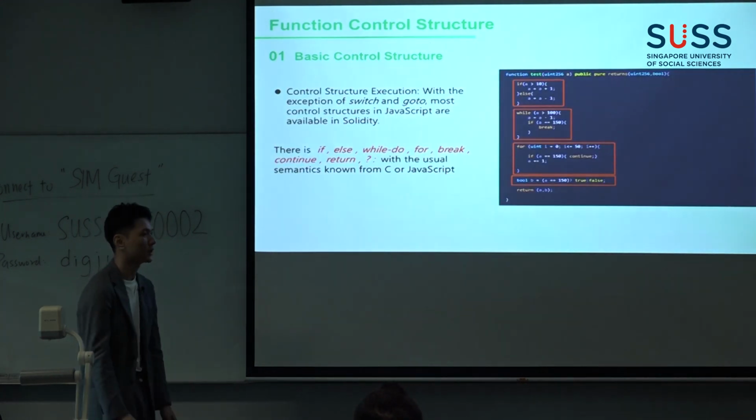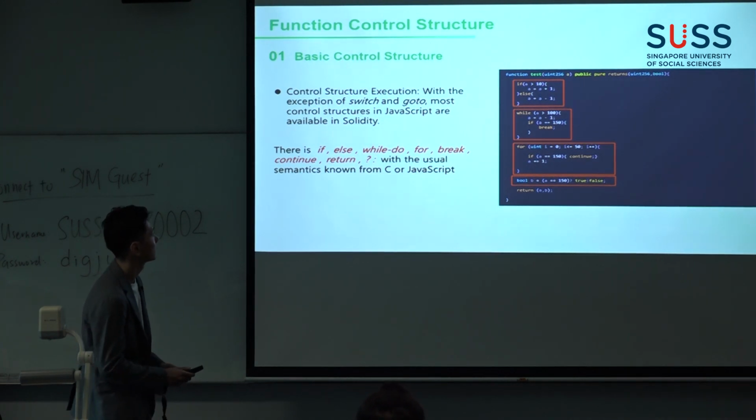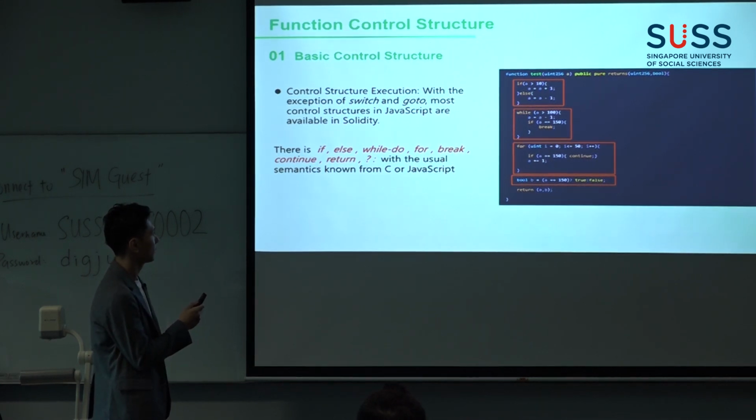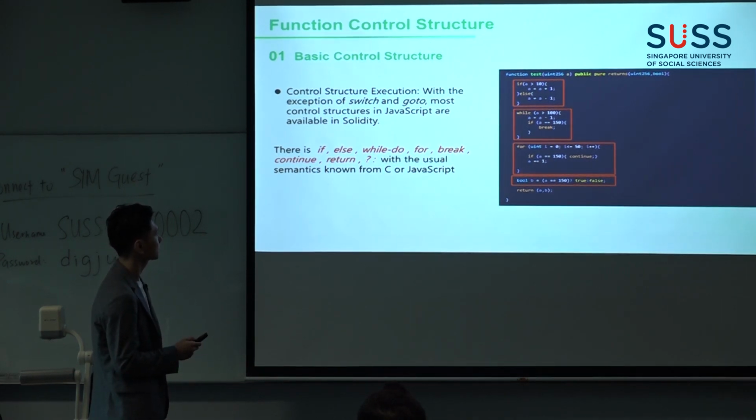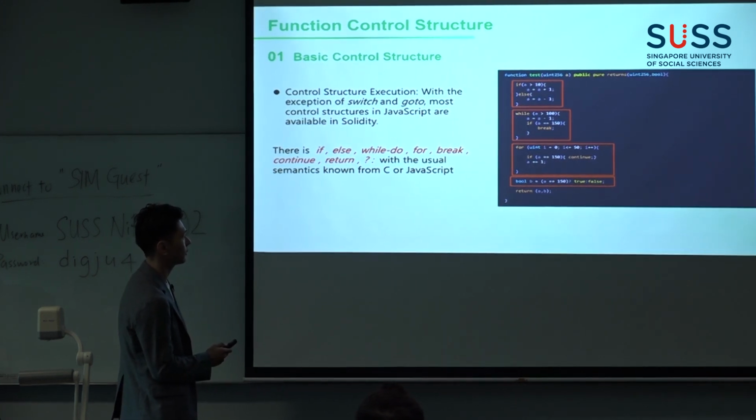Control flow can be altered by using different methods. There's if, else, while, do, for, break, continue, return, and the ternary operator. It's similar to JavaScript and C. In our example, the first block is an if-else block, and the second block is the while block, and the third block is the for loop.